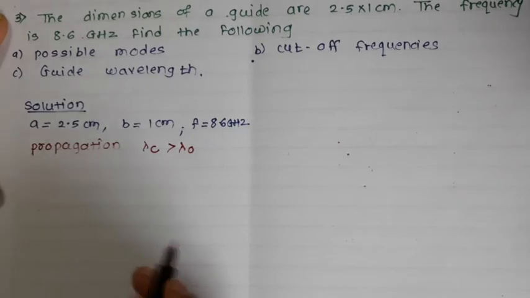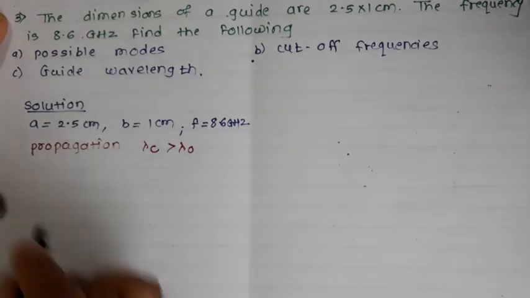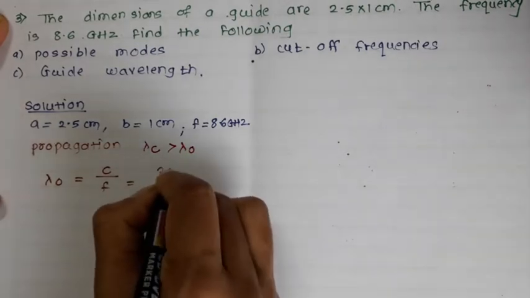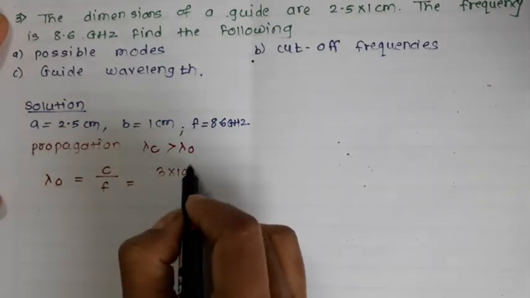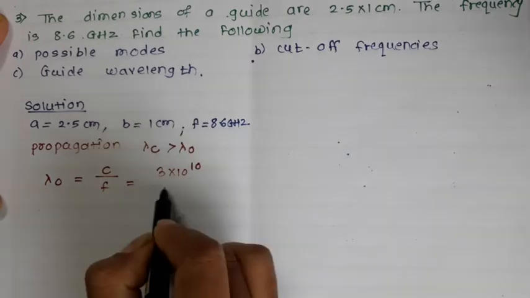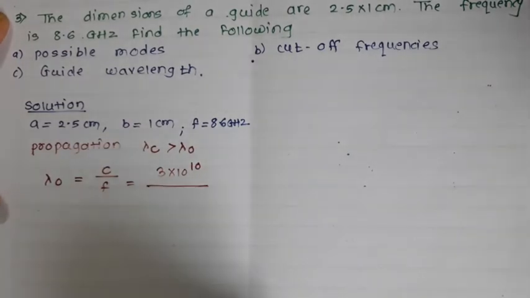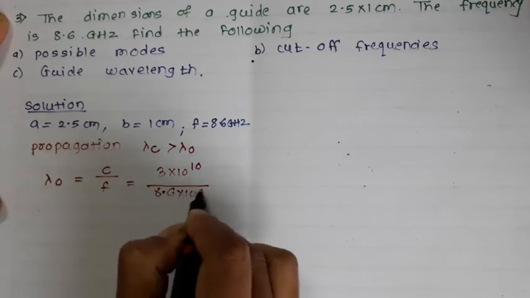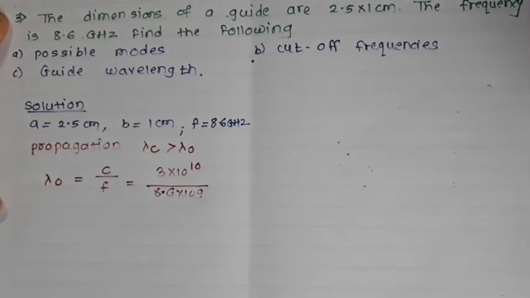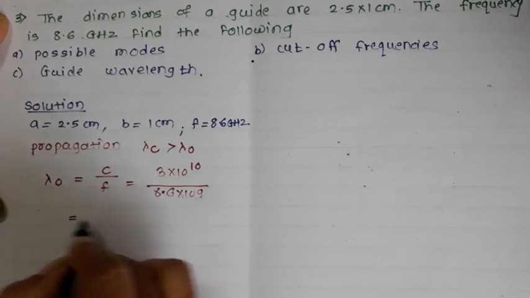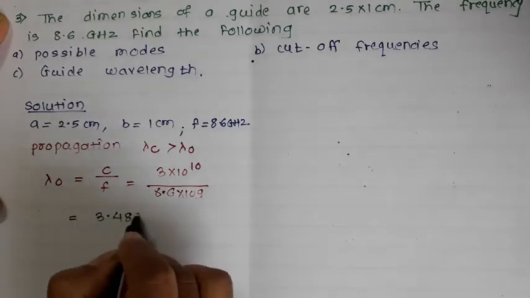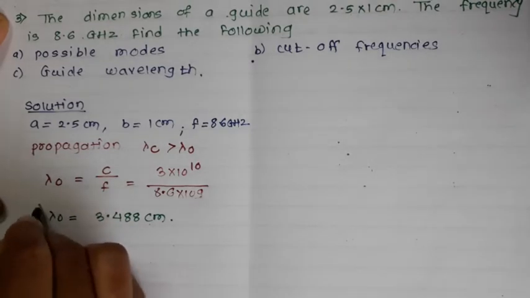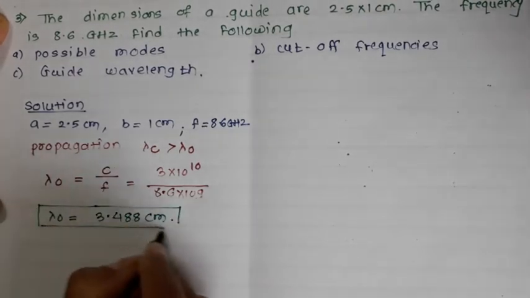Now F is given, so I can calculate lambda 0. So lambda 0 is equal to C by F. So 3 into 10 raised to 10 centimeter per second. We'll calculate it in centimeters. F is 8.6 into 10 raised to 9. While calculating this, you will find that your lambda 0 is 3.488 centimeter. Okay, so I have got lambda 0. Now I want to know what is lambda C.